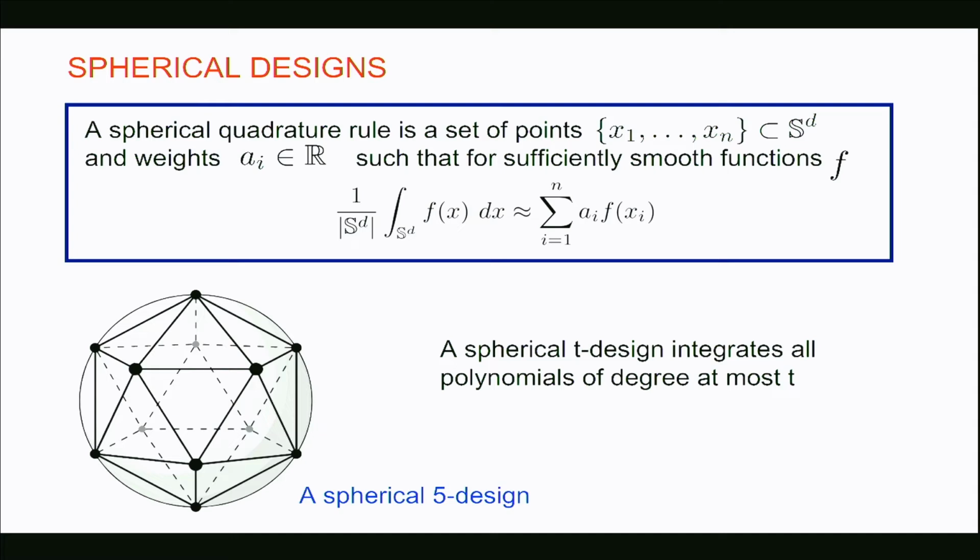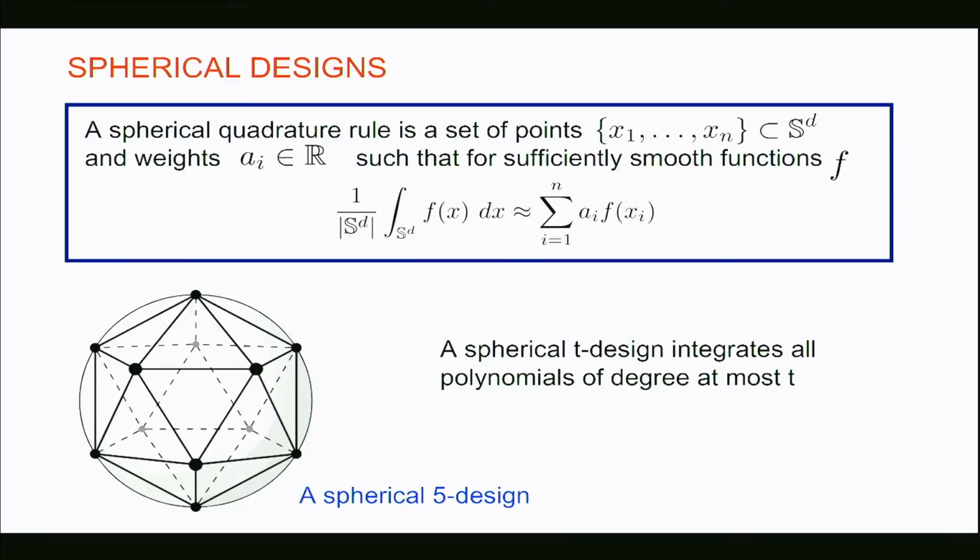And on the picture here, you see a spherical 5-design. These are the vertices of a regular icosahedron that's inscribed inside the sphere. If you just take the function values there with uniform weights, then you will get the same thing as integrating any polynomial of degree up to 5 on the entire sphere. So this is the notion of spherical design. And so what Stefan decided was he wanted to put this on graphs.